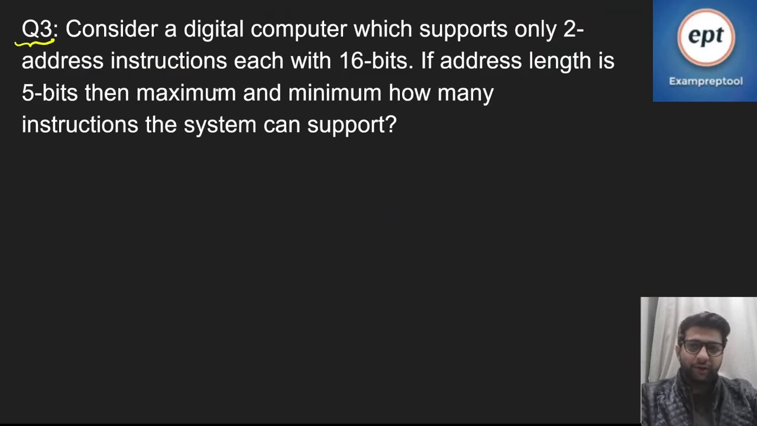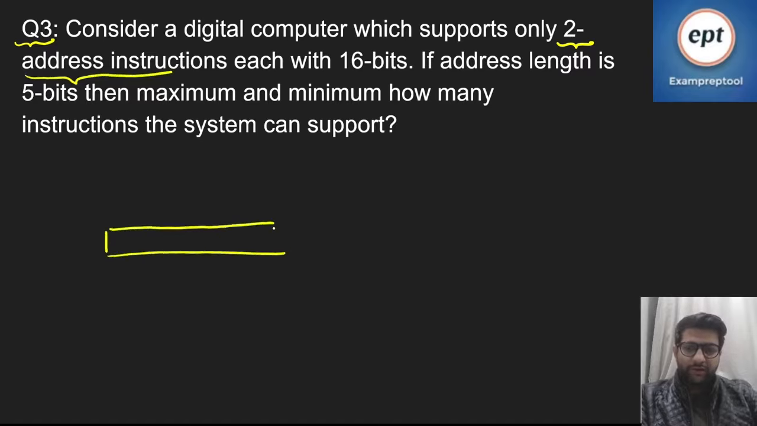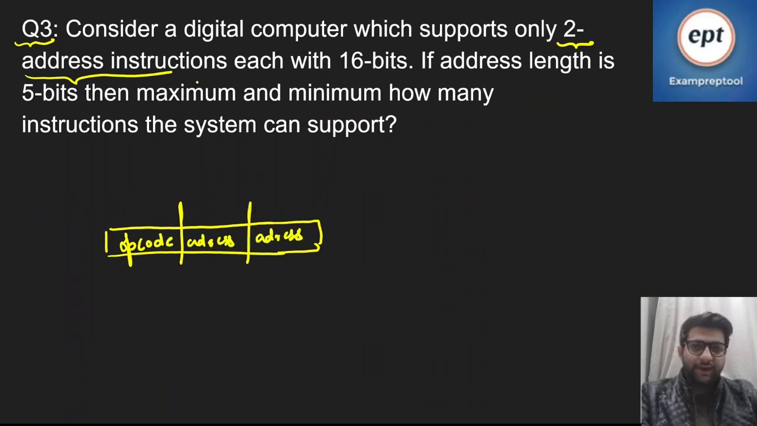So let's move on to question number 3. This is also a similar question. Just pause this video and try to solve this question on your own once. So it is given that consider a digital computer which supports only two-address instructions. So first of all, we will draw the instruction format. There will be one opcode and then two fields for addresses, right? Now it is saying that only two-address instructions, each with 16 bits. So the length of the instruction is given as 16 bits.